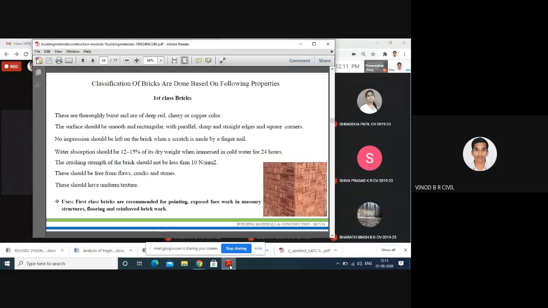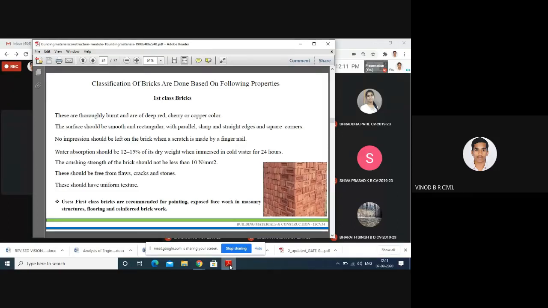First class brick, the surface should be smooth and rectangular with parallel, sharp and straight edges and square corners. It should be in rectangular shape with parallel sides, sharp edges and square corners. No impression should be left on the brick when scratched with a fingernail. If you scratch the brick with a fingernail, you should not expect any impression on the brick.